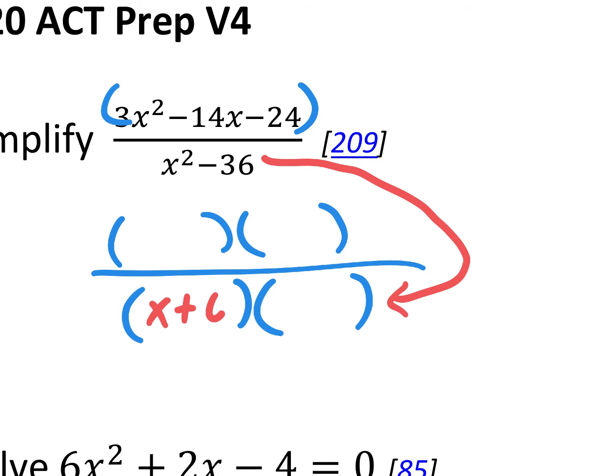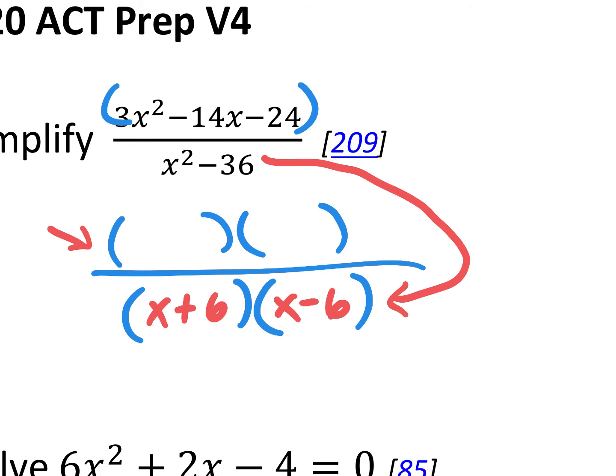So if I know this one's x plus 6 and x minus 6, because that's how you do difference of squares factoring, then it's pretty likely that we have an x plus 6 or an x minus 6 as one of the factors on the top. I bet you can see that, can't you?